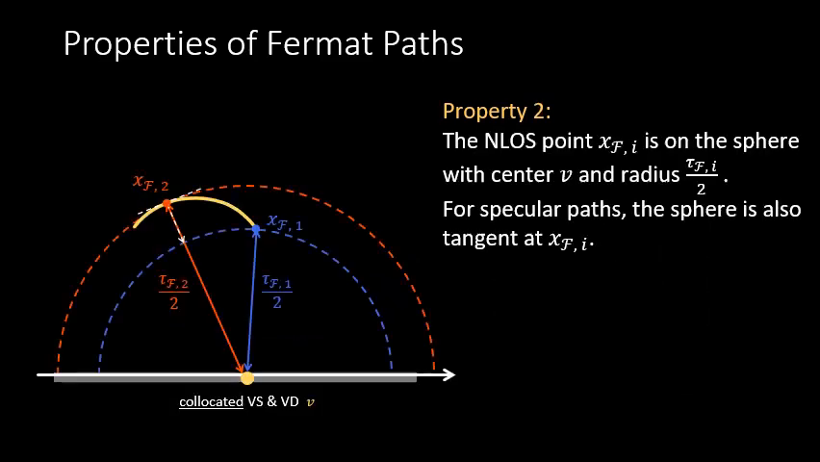Second, by knowing the length of a Fermat path, we know that the corresponding point on the non-line-of-sight surface will be on a sphere, with center the virtual source and radius equal to half the length of the Fermat path. If the Fermat path is a specular path, then this sphere will additionally be tangent to the non-line-of-sight surface.